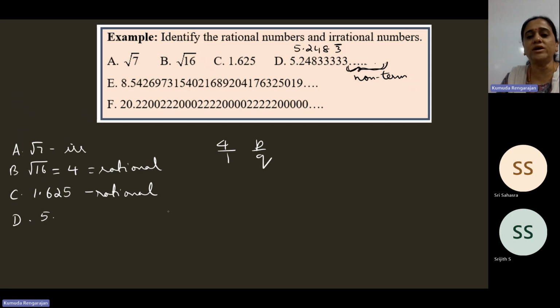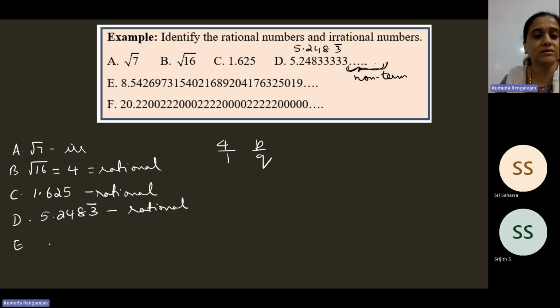This number is nothing but 5.2483 recurring. So there is this digit 3 which repeats forever. So it is a non-terminating repeating decimal and hence a rational number. Terminating decimals and non-terminating repeating decimals are rational numbers because they have a P by Q form. So D is 5.2483 recurring, non-terminating, repeating. So it's a rational number.